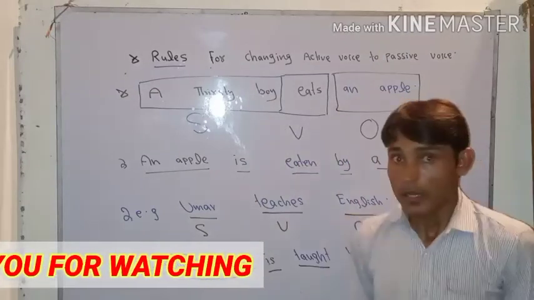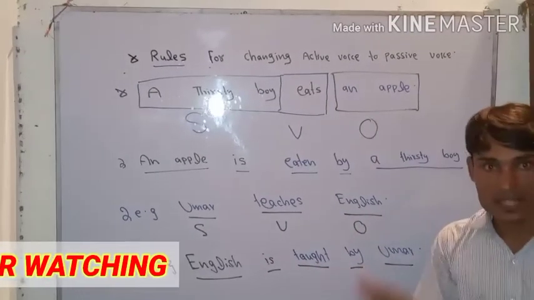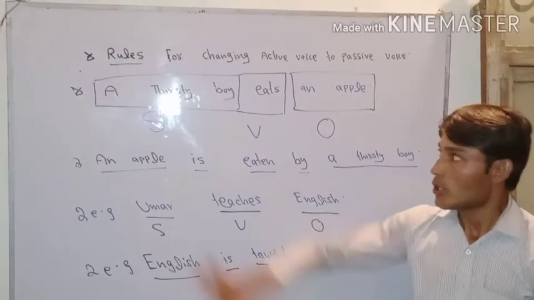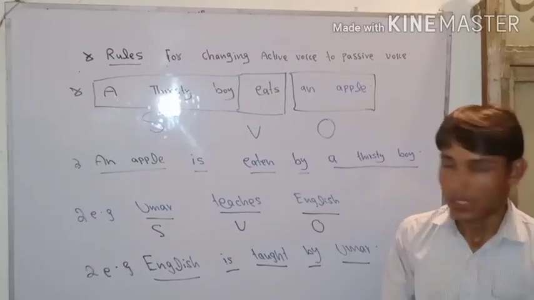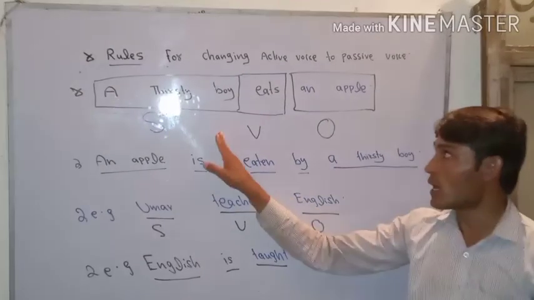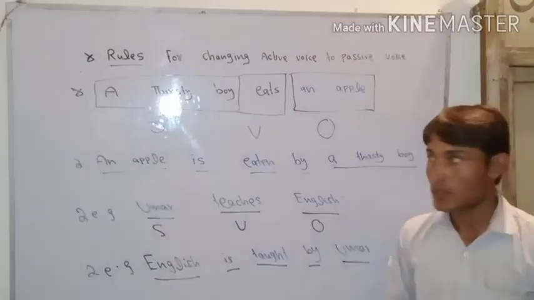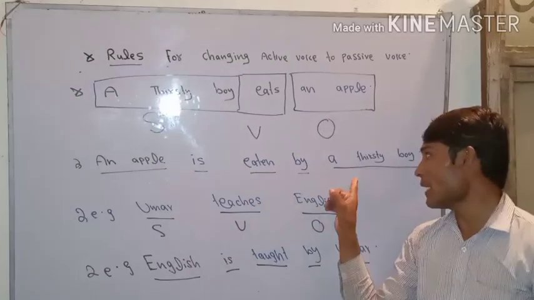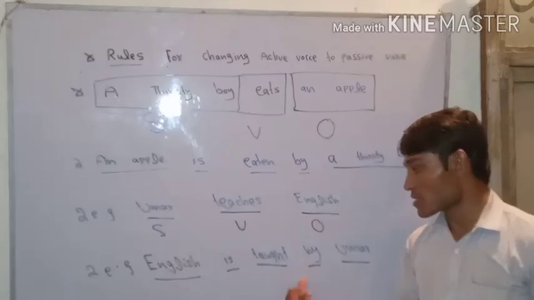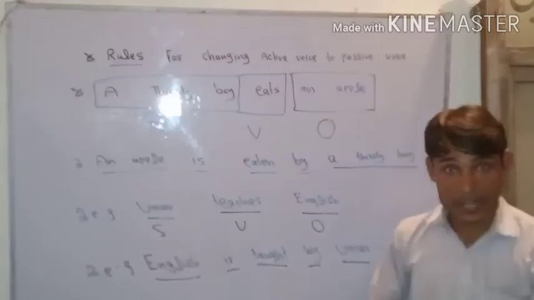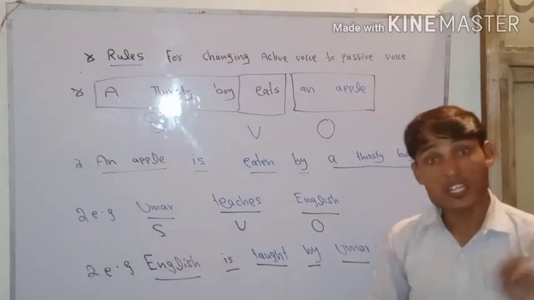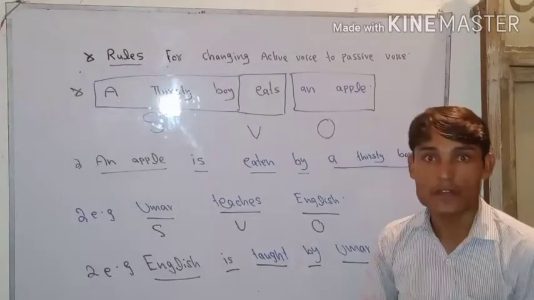So in this video, I have just discussed how we can convert active to passive voice. I have discussed 7 rules, and I have given 2 examples. The examples are: a thirsty boy eats an apple, then we say an apple is eaten by a thirsty boy. And the second is Umar teaches English, English is taught by Umar. So that was the end of this video, and in the next video we will discuss what is active and what is passive voice, and what are the usages of active and passive voice.